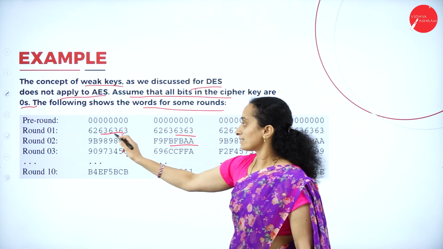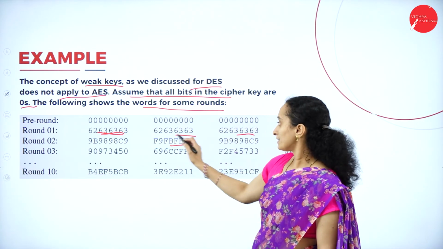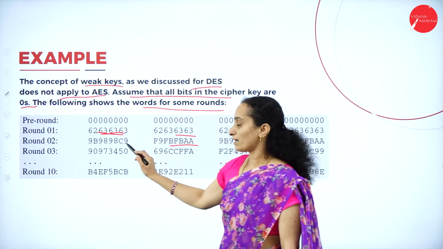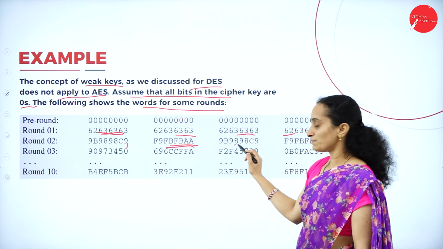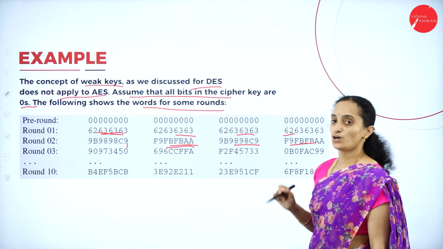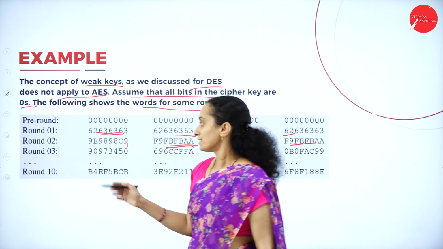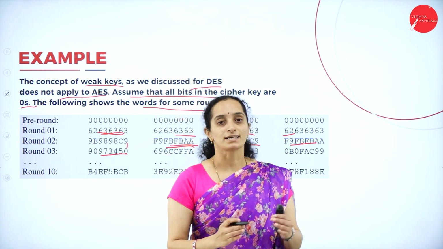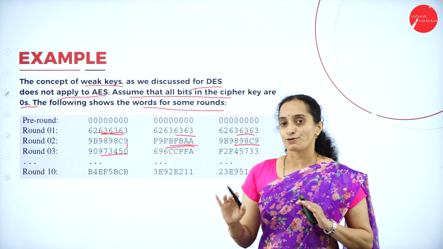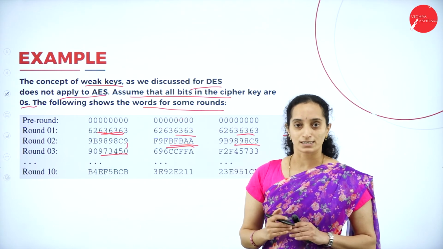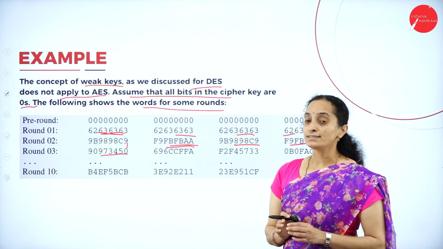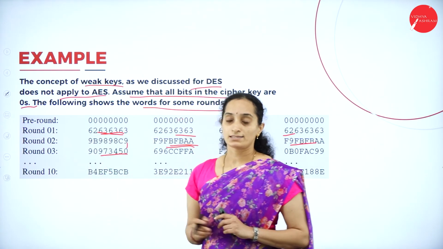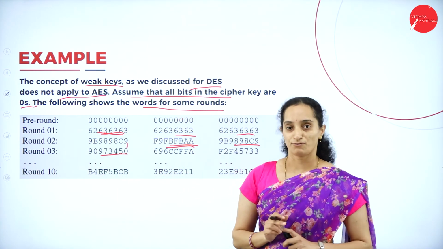Okay. So this is round 1. It generates the same keys since the pre-round has only zeros. When it comes to the second round, you can observe here, you are going to get different keys, unlike what happens in DES. Weak keys generate only a similar kind of keys in the next round, isn't it, in DES. But in AES, this problem is avoided by using the XOR operation between the words.